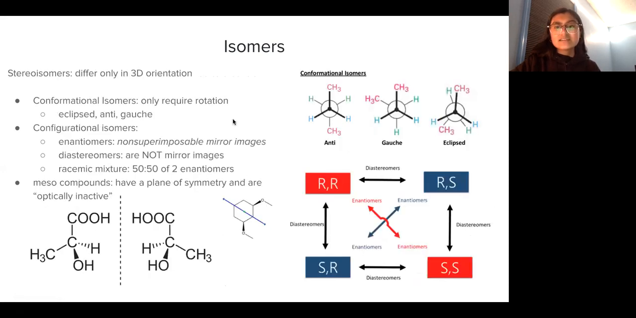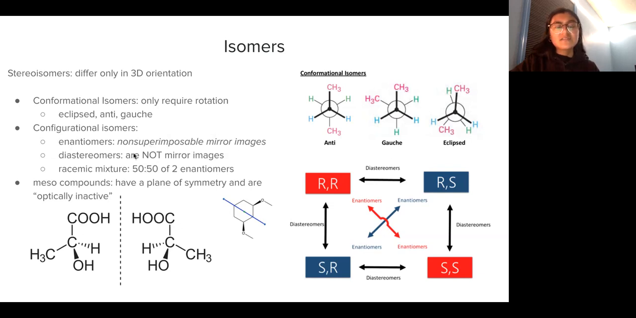All right. So your stereoisomers will only differ in 3D orientation, but they're bonded the exact same way. These will involve conformational isomers, which only require rotation. And the 3 types that you should know are anti, gauche, and eclipsed. So I have those drawn out here.